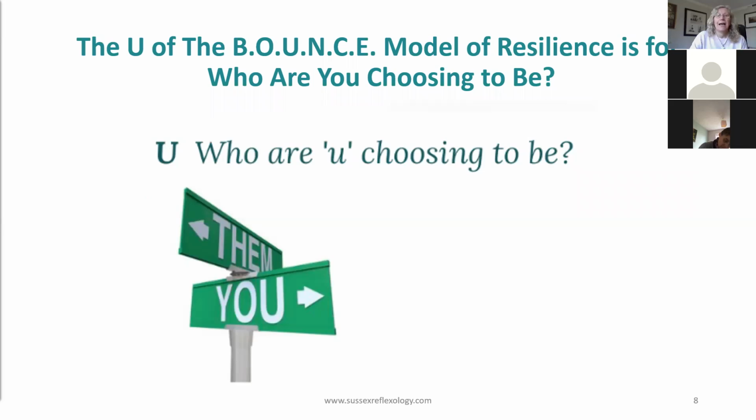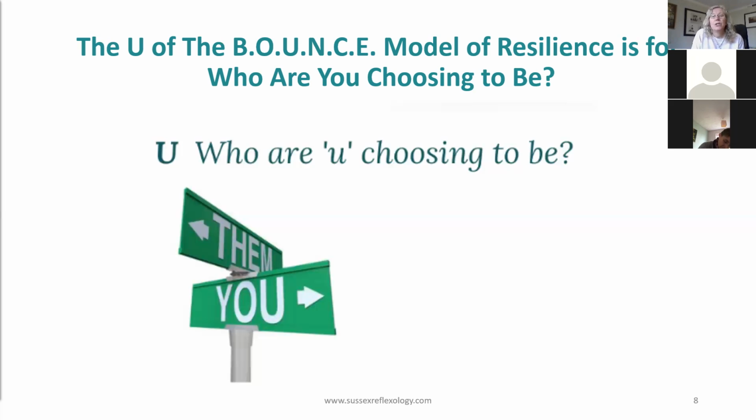So let's take a look at our third bounce principle. Who are we choosing to be? In any given situation, we have a choice about who we're choosing to be. And how we see ourselves is key to managing our stress and developing our resilience. Remember that Berner and Smith said that if we have a strong internal locus of control, a belief that we do impact on our future, on our destiny, on what happens to us, then we're more likely to be able to be resilient.